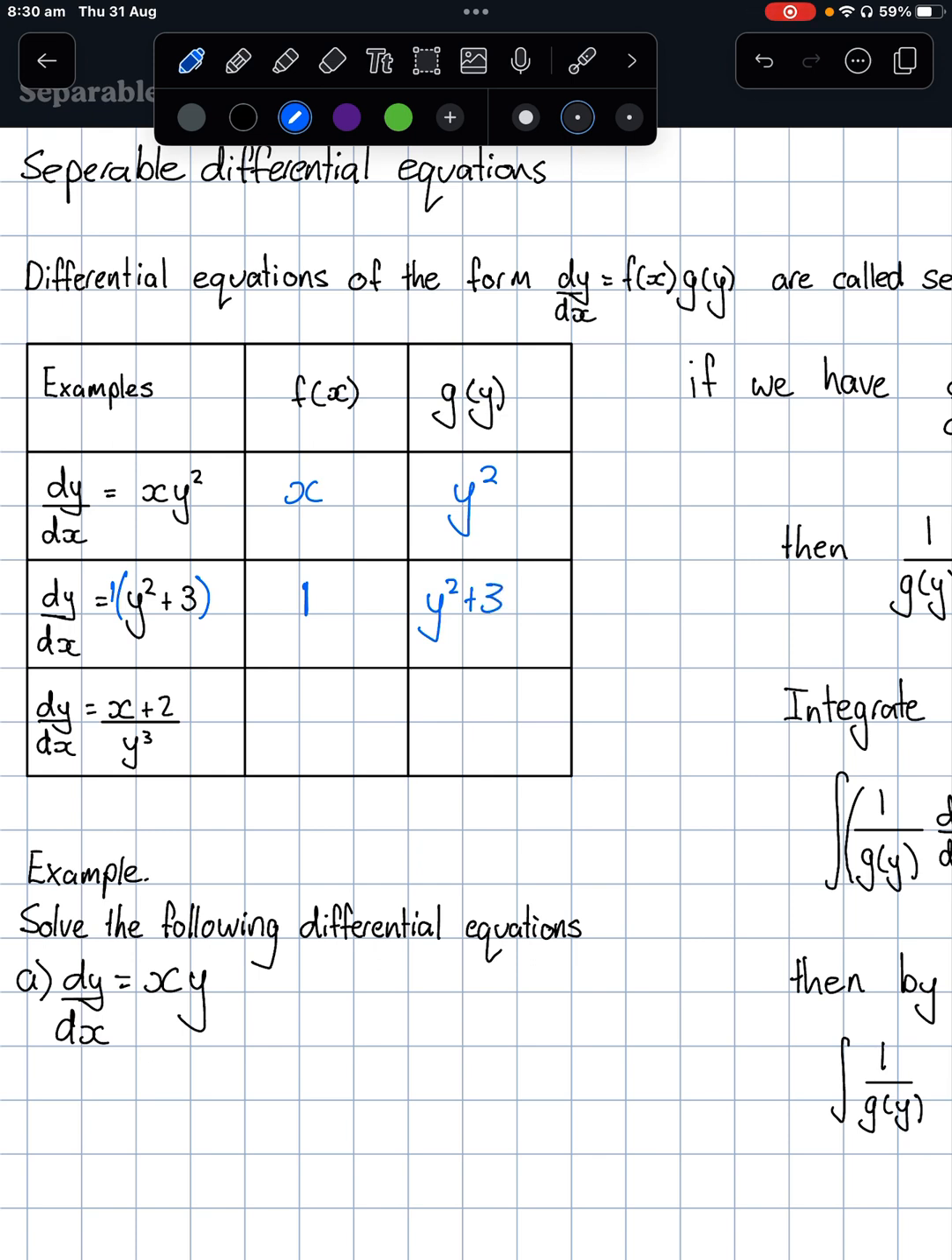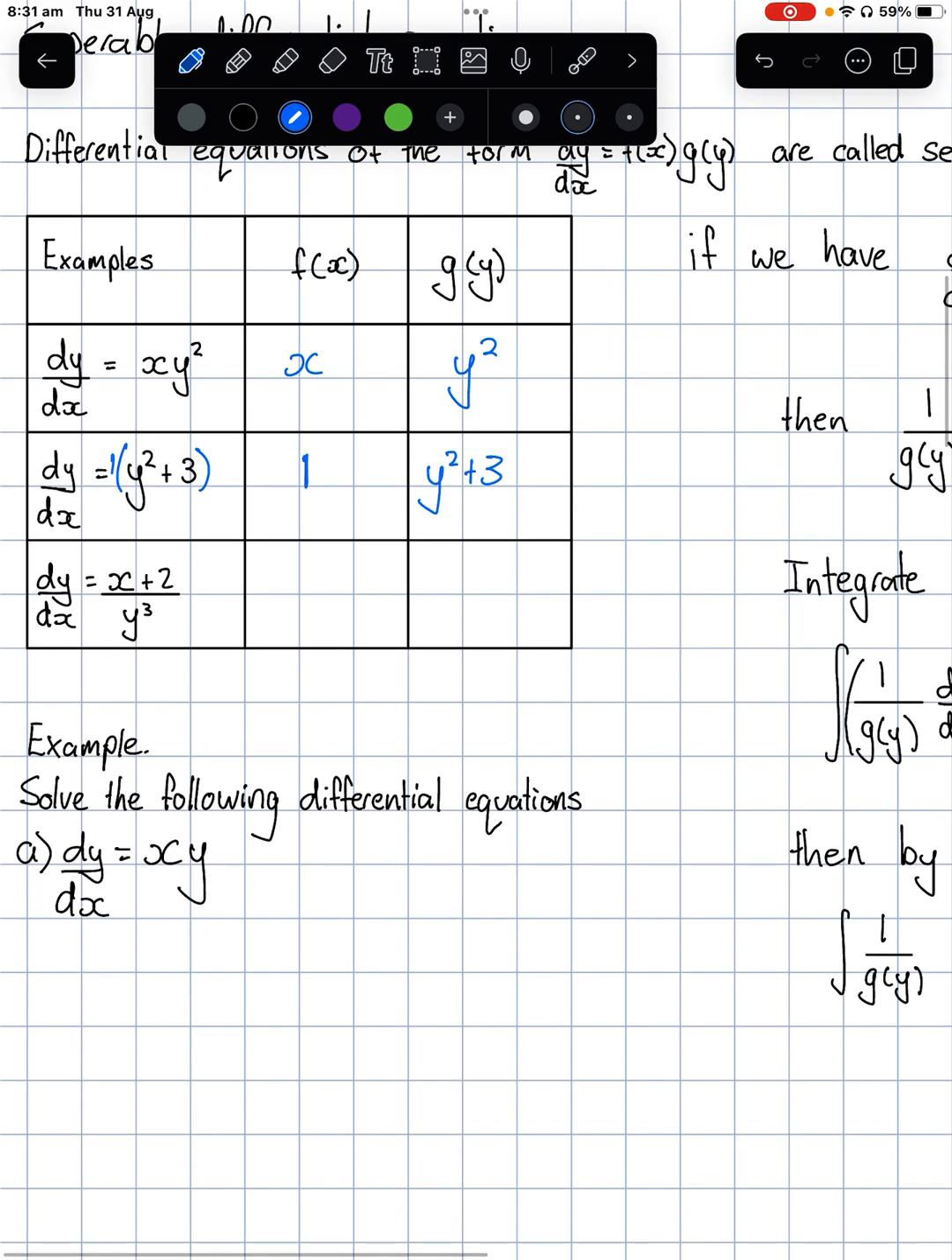Now, this one's a little bit tricky because in the second step that we're going to get to soon, you're going to have to multiply to get rid of this, and you can't just take y from both sides. And maybe I'll show that in the next step. This next one here, we've got x plus 2, and then our y function, our g of y, is 1 over y cubed. So we've got those there.